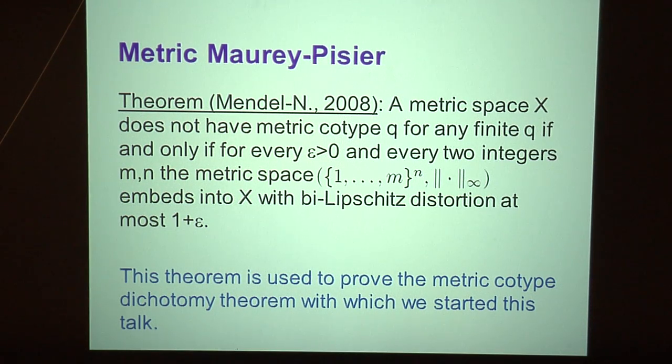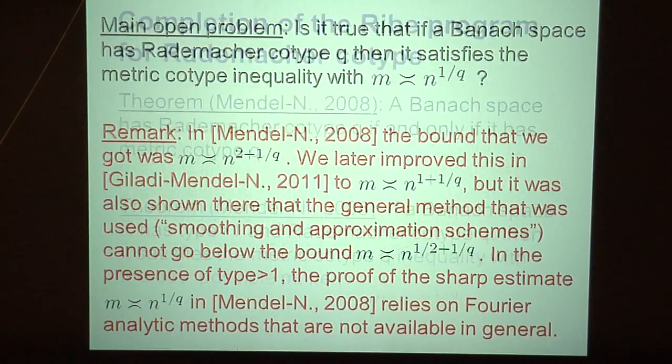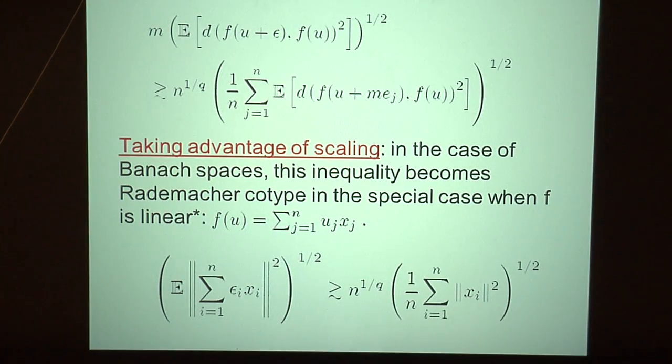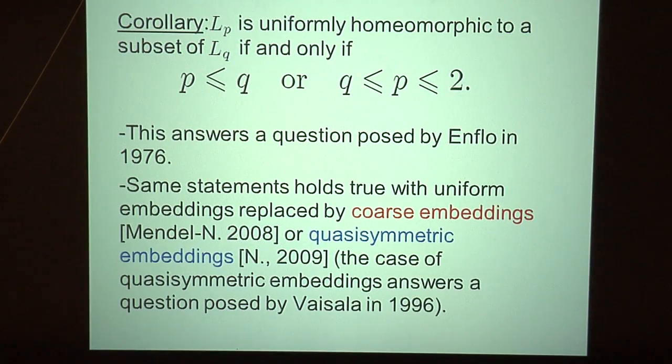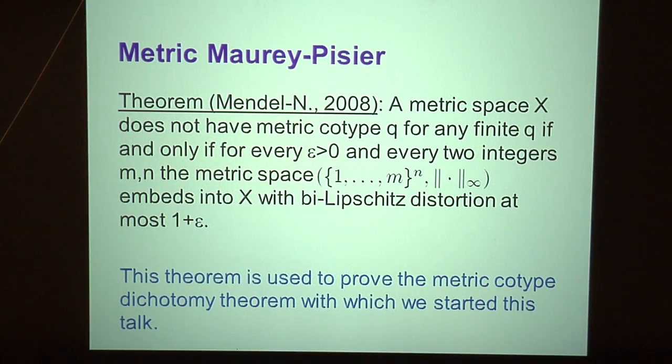So a metric space does not have metric cotype Q, so it doesn't satisfy this inequality up there, which is an asymptotic improvement over the trivial inequality, if and only if it does not contain arbitrarily dense, arbitrarily high dimensional L infinity grids. So you look at the m by m by m grid, n times, with the L infinity metric. Either all of these are in there, which means every finite metric space is in there, because these are universal objects. They're nets in L infinity.